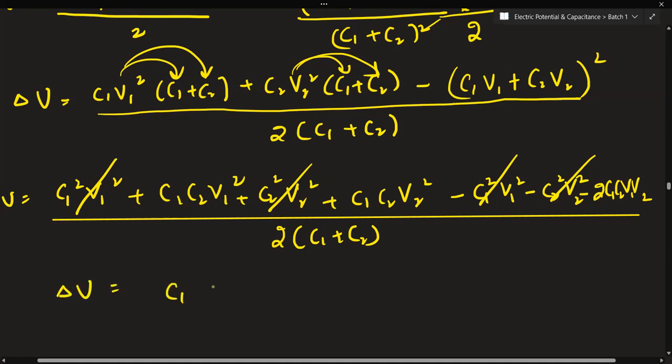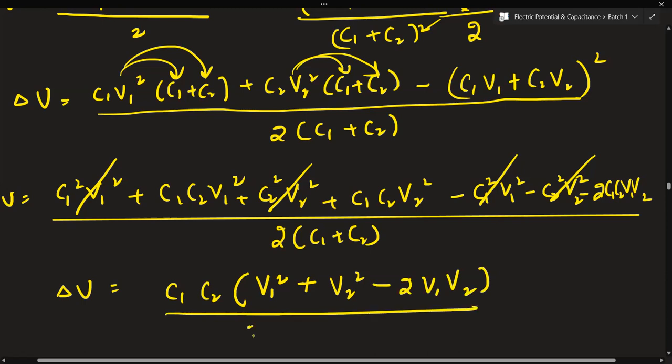So this becomes what? If you take C1 C2 common, see what is left. From here, V1 square is left. What is left from here? V2 square. And from here, if I take C1 C2 common, what is left? Minus 2 V1 V2, divided by 2 into (C1 + C2).